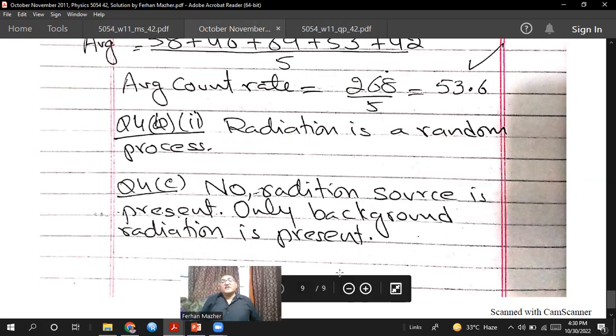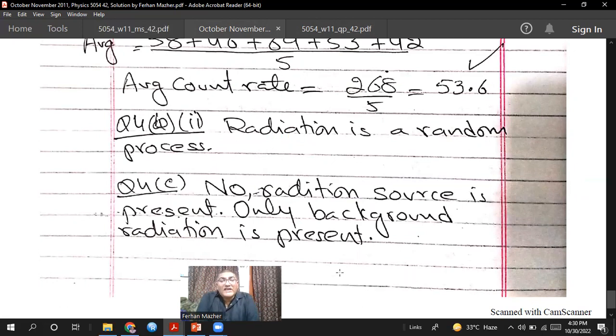The question for C part: no radiation source is present, only background radiation is present, and the background radiation is always present around us. And our bodies are used to it. So it will cause no harm.